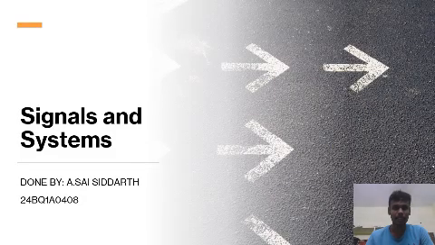My name is ASI Siddharth, my roll number is 24 BQ190408. I am going to give a seminar on the topic Hilbert transform.